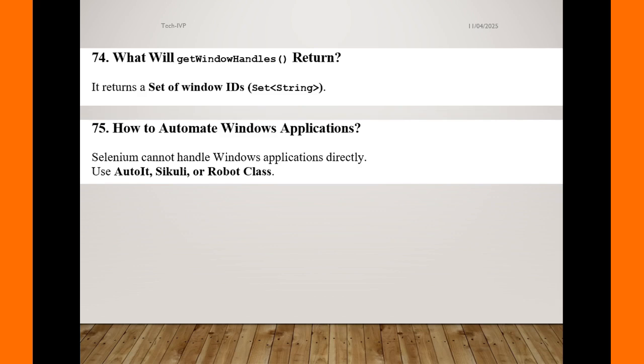Next question: what will getWindowHandles return? It returns a set of window IDs. Window handles means it will return a bunch of IDs. How to automate window applications? To automate window applications, we use AutoIT, Robot class, or Sikuli.